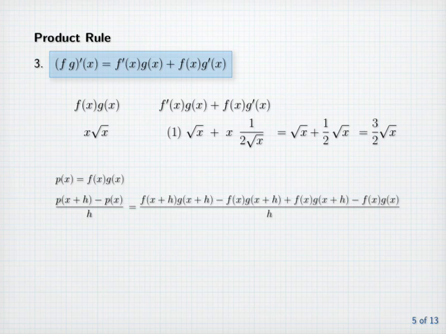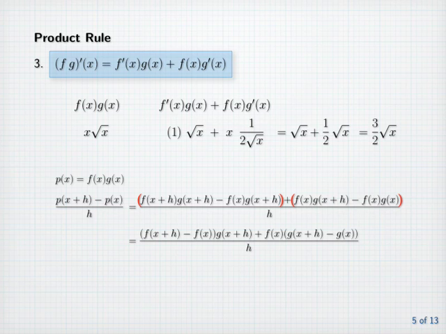Now we group the first two terms and the last two terms together, and factor g of x plus h from the first two terms in the numerator and factor f of x from the last two terms in the numerator. Now we break the fraction apart into two terms.